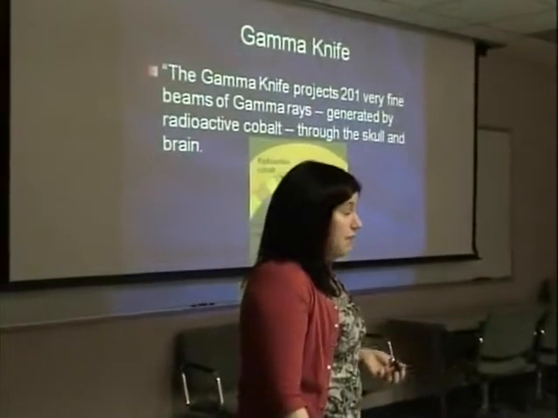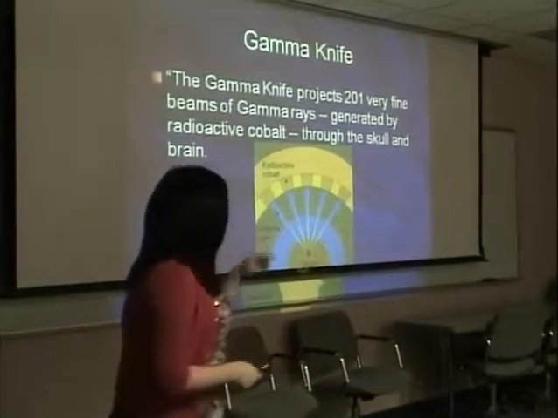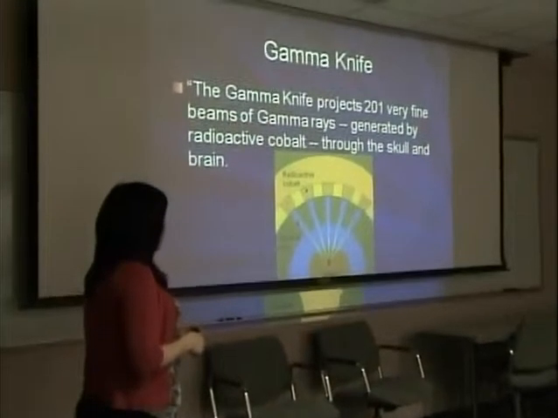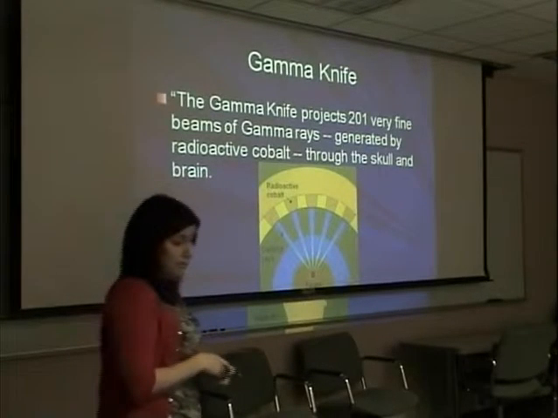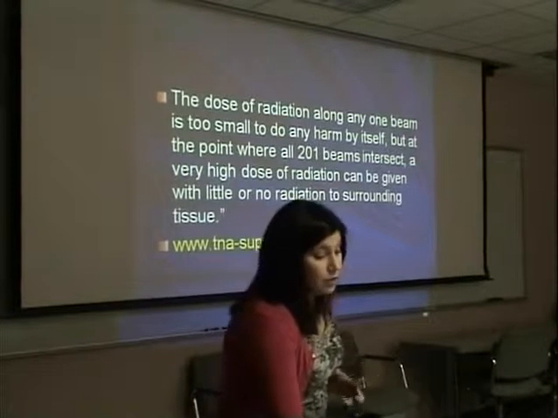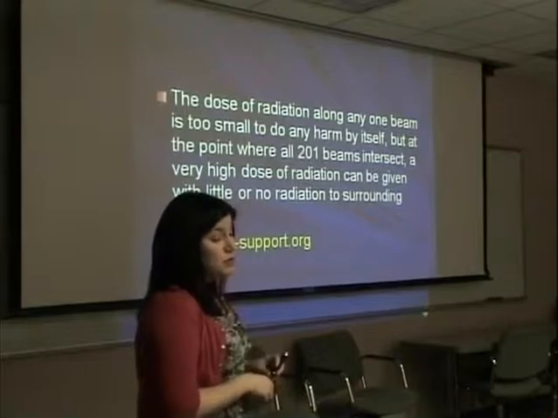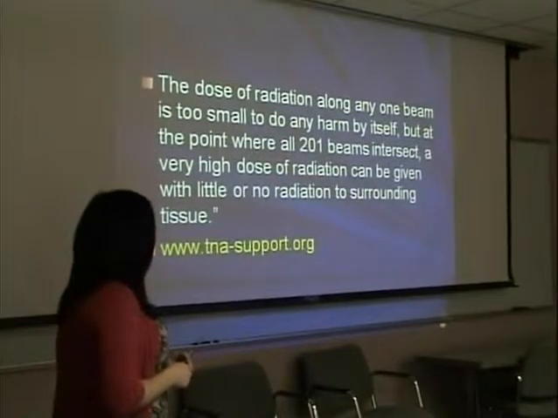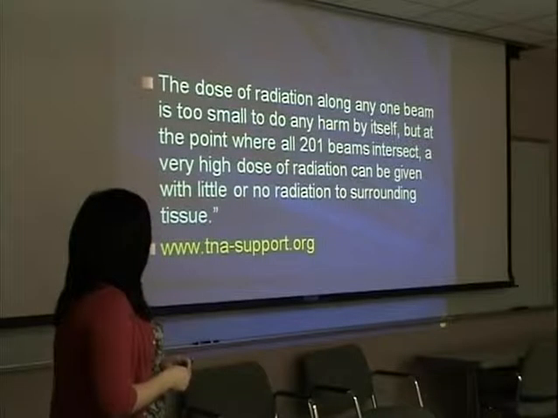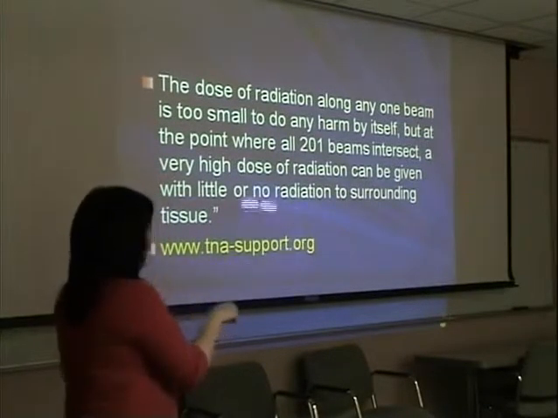Also, there's the gamma knife approach, and that's where the gamma knife projects 201 very fine beams of gamma rays generated by radioactive cobalt through the skull into the brain. And the dose of radiation along with one beam is too small to harm itself, but at the point where all 201 beams intersect, a very high dosage of radiation can be given with little or no radiation to the surrounding tissue. That's actually from our support group.